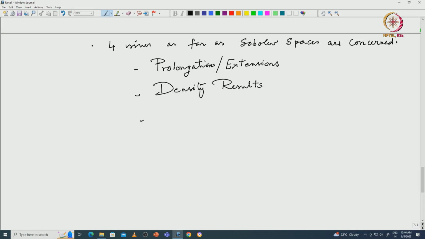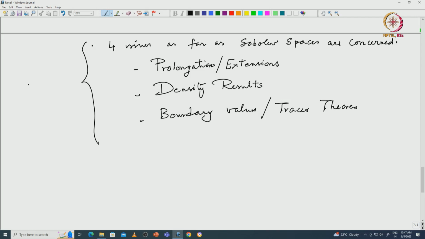And the third one, as far as boundary value problems are concerned, is how you interpret the boundary values. These are known as trace theorems. These three we will discuss in our review. The fourth one is about embedding results, on which I will elaborate a little more.